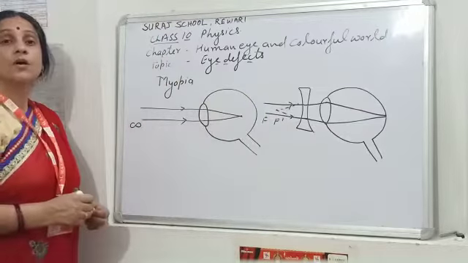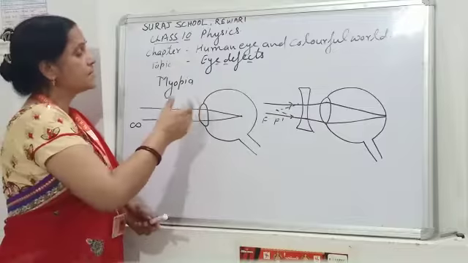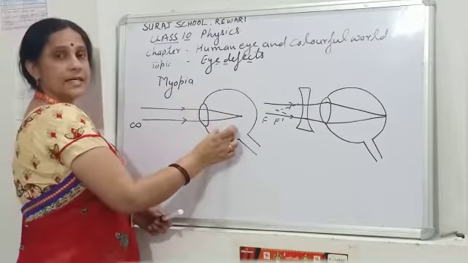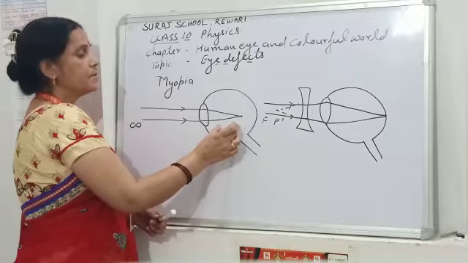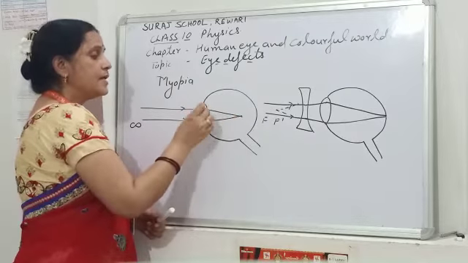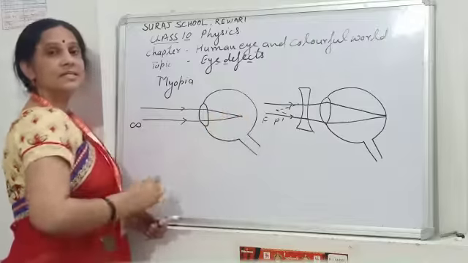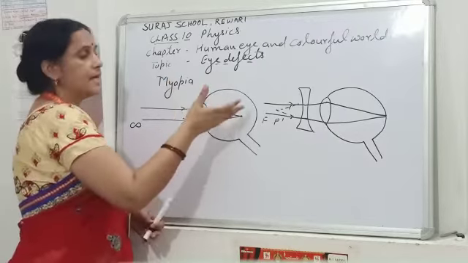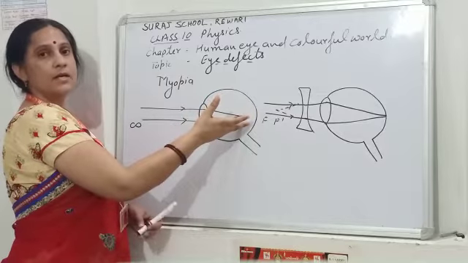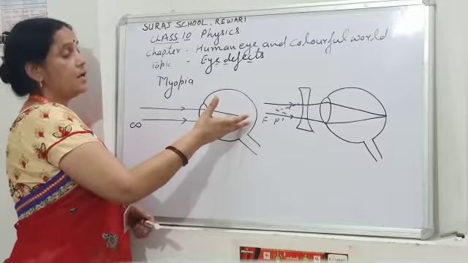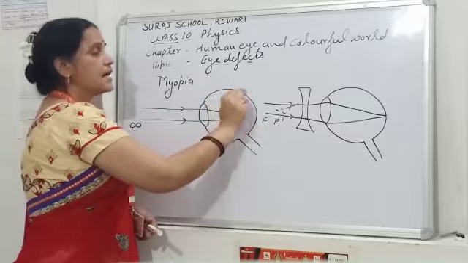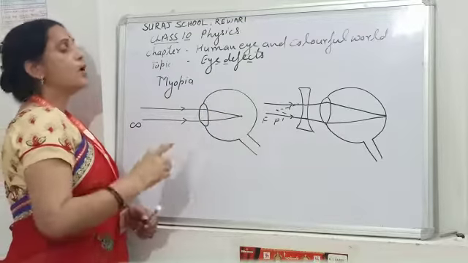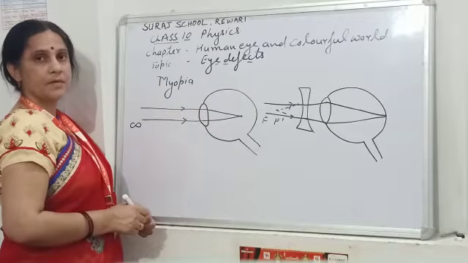So, now the question arises, why do persons suffer from myopia? Look at this diagram. In this diagram, if the focal length of the eye lens decreases, the focal length of the eye lens becomes shorter, then myopia may happen. And if the size of the eyeball increases, these two are the reasons of myopia.